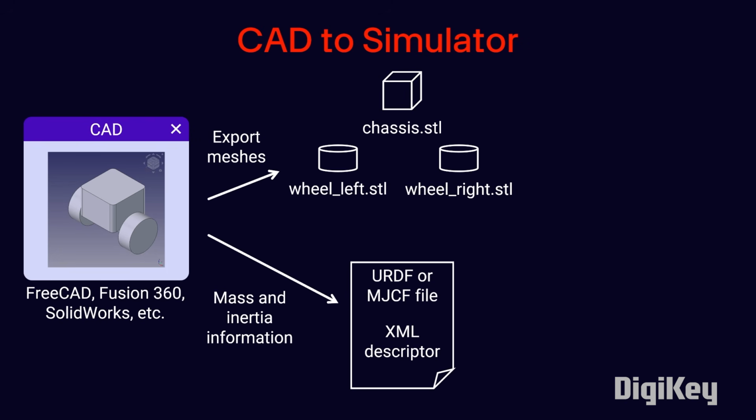This XML file defines the different bodies by referencing the meshes and assigning physical properties like weight, center of mass, and moment of inertia to each one. It also defines how the bodies are connected to each other, such as through axles or sliders. You can also assign friction parameters to these joints.